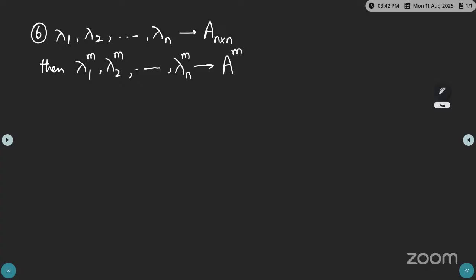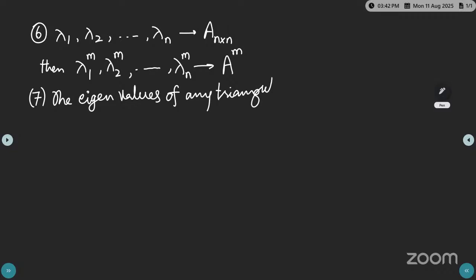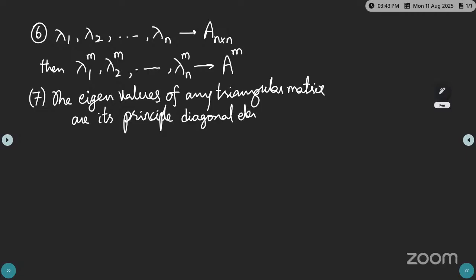Next, the eigenvalues of any triangular matrix are its principal diagonal elements. Is it clear?